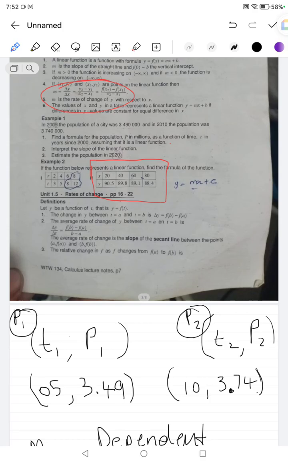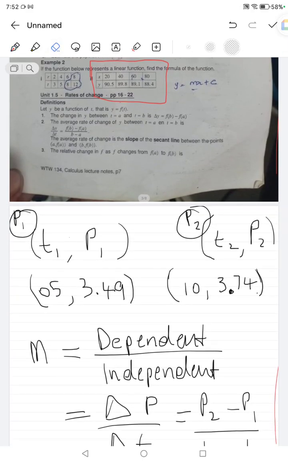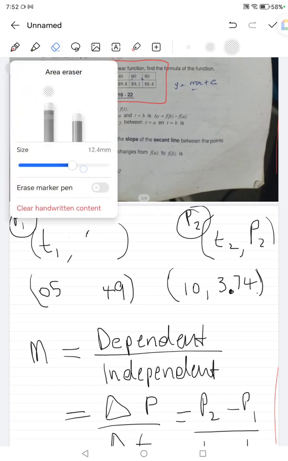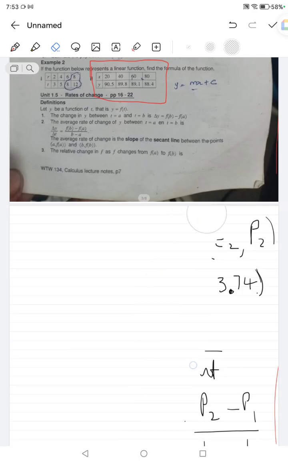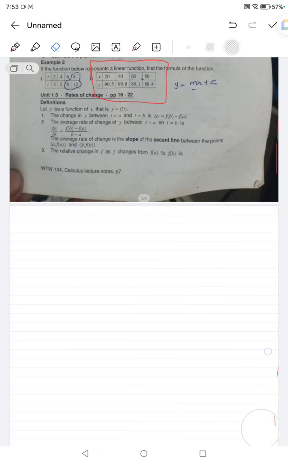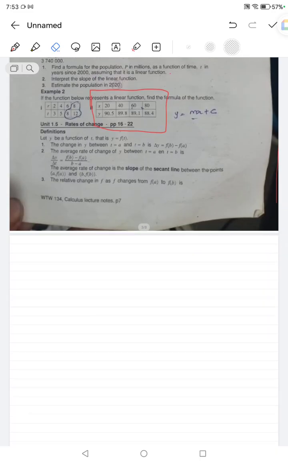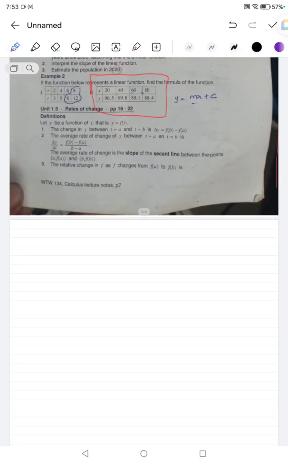Then all your y values you do the same thing. Your 90.5 is going to be your y1, then this one is going. Let me just write it down also so that you get what I'm trying to say. So basically it's like you're plotting this into points, but actually just taking them from the table. Remember, in order to have a point you need to have your x and y values, you see.